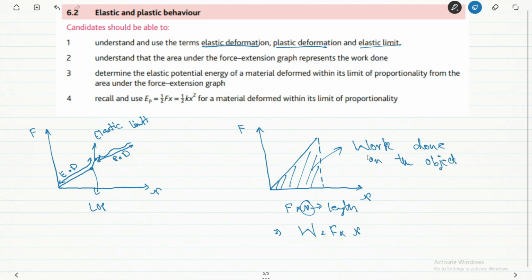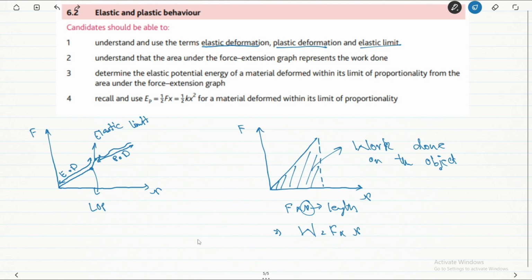So the work done is basically when you do work on a spring by compressing it or extending it, what you're doing is just giving it more elastic potential energy, right? You're just giving it potential energy. So this work is basically energy converted by the force to potential energy in the spring. When you remove the force, the object bounces back to its original shape, right? So that is the work done. Determine that elastic potential energy of a material deformed within its limit of proportionality from the area, right? So this is basically the concept of elastic potential energy.